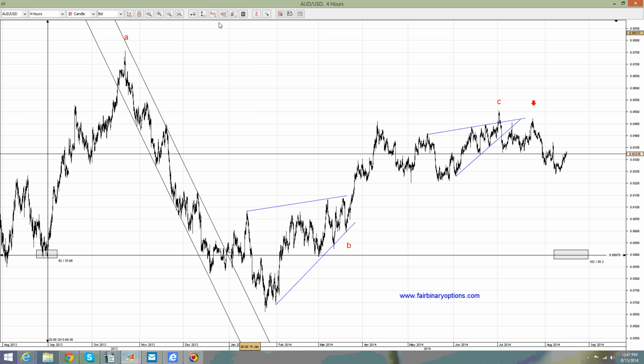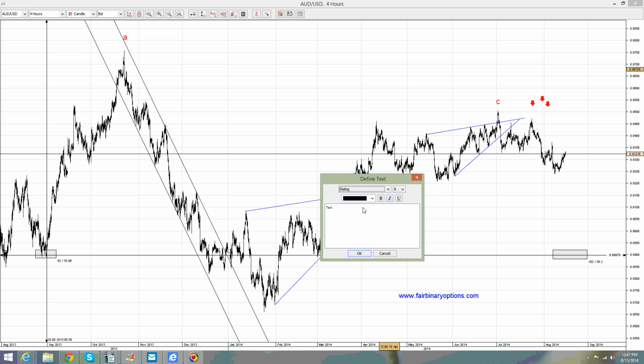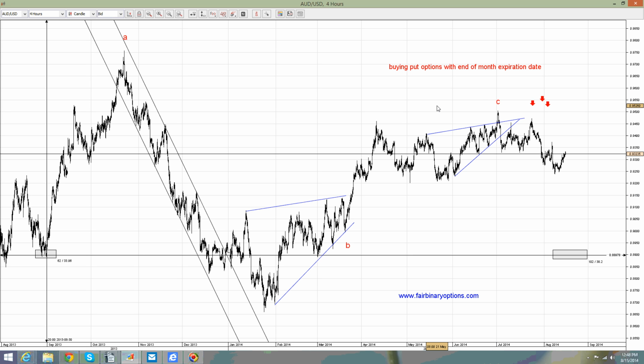A medium to long-term recommendation if you want. I'm talking about a 2 weeks expiration date now, or end of month expiration date. Any broker that respects itself will offer you that expiration date. So let's write here that we are buying put options with end of month expiration date on the Australian dollar pair, on the prerogative or on the analysis that this is nothing but a flat with a C failure that should now reverse into the previous lows in wave A.